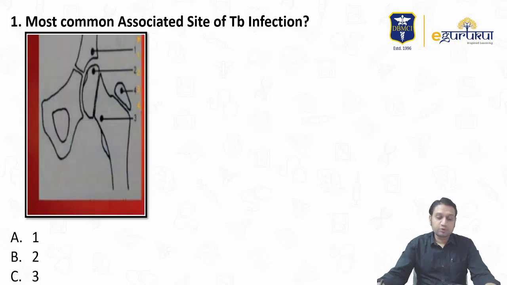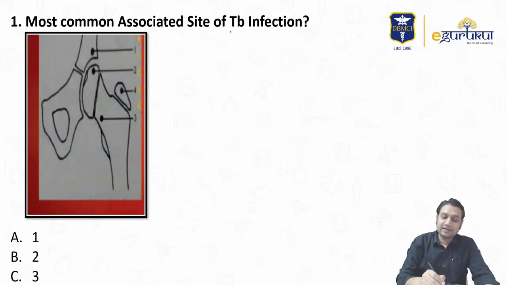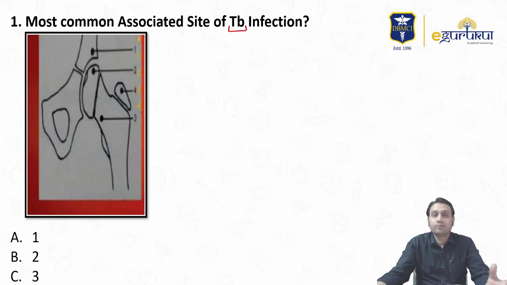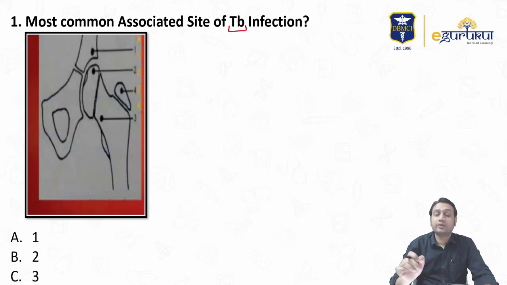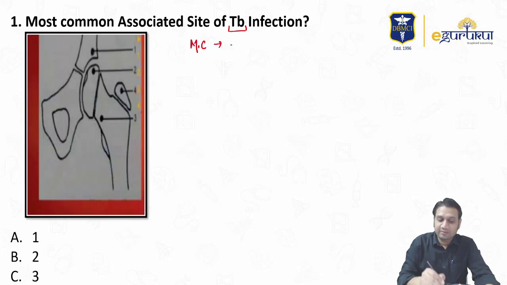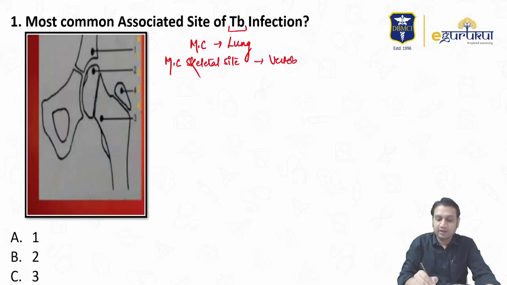Number one was the most common site associated with tuberculosis infection in the hip joint. Do remember there are certain important points about tuberculosis in our musculoskeletal system. What is the most common site affected by tuberculosis? The most common site is always the lungs. But when they say the most common skeletal site, or the most common site in bones, the most common skeletal site will remain the vertebra.